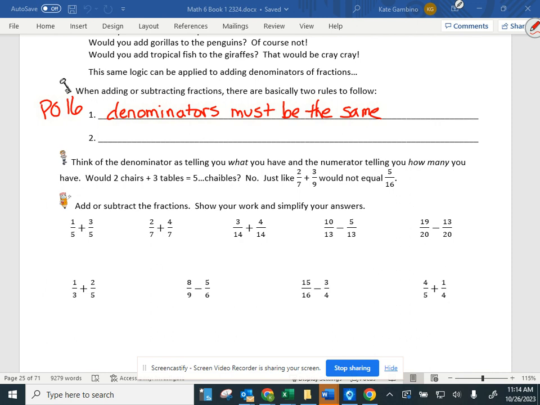Remember, after we add or subtract, the denominator stays the same. And what super important thing do we need to remember to do, Zelda? Simplify, simplify, simplify.